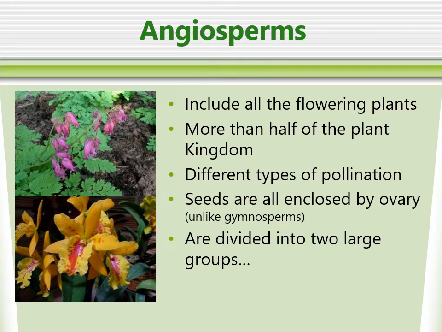Angiosperms, which include all the flowering plants and a good chunk of the plant kingdom, have different types of pollination. Their seeds are enclosed by an ovary, unlike the gymnosperms we just talked about. And the angiosperms, the flowering plants, are divided into two groups. Now in this slide, just out of curiosity, the top is bleeding heart, the bottom is, is it an iris or is it an orchid? I don't know. To be honest, I think it's an orchid, but anyway.